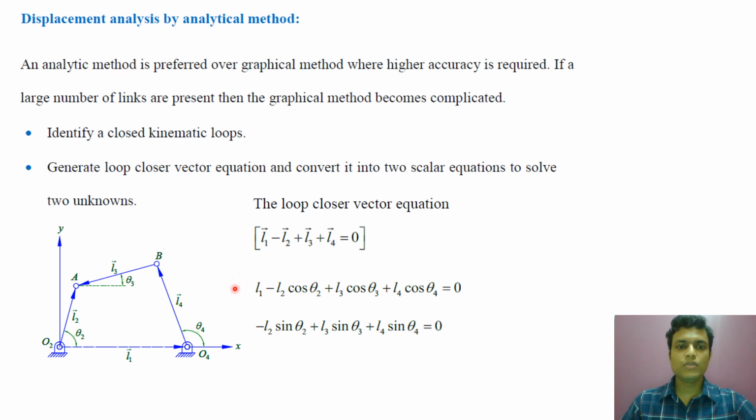So we get two scalar equations, out of which L1, L2, L3, L4 are the link lengths, and in analysis all link lengths are known. So these are all known, and input angle theta 2 is known also. So the only unknowns are theta 3 and theta 4. So from these two scalar equations, the two unknowns can be solved easily, and we will get the orientation of all links. So this is the analytical method we have described here.